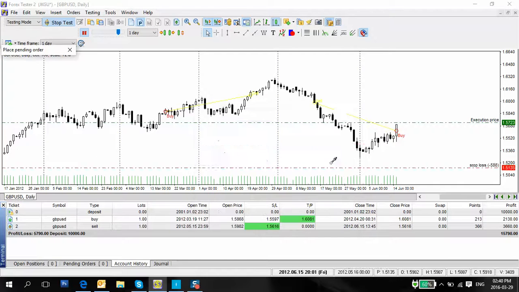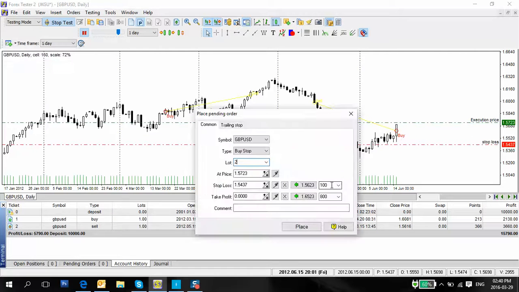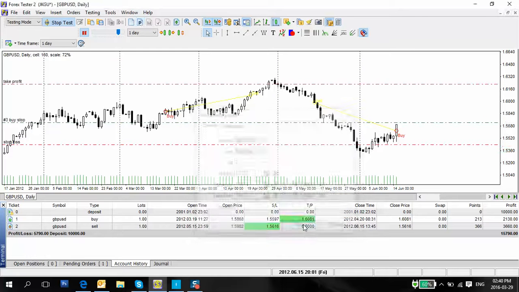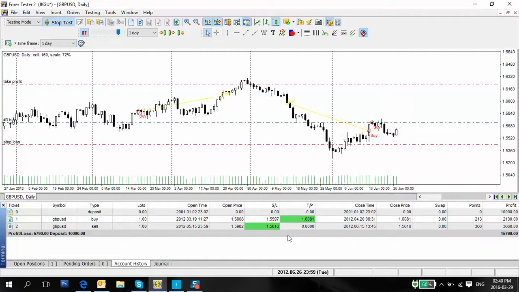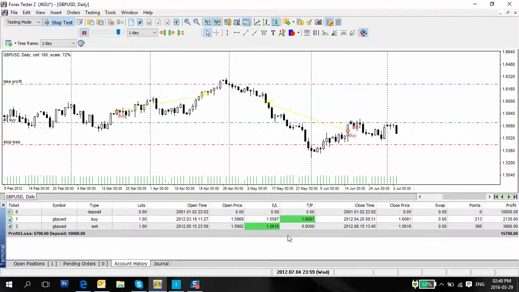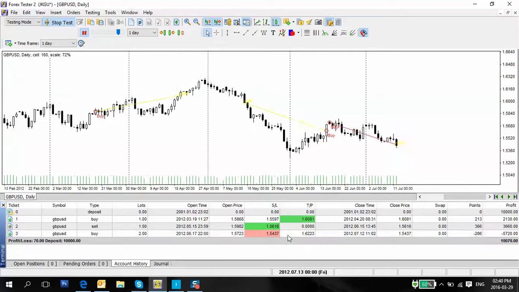Again, I'm not actually measuring risk. If you were testing this properly and it wasn't a demo, you would want to measure risk. So we've got a 286 pip stop. Let's go for a 500 pip target, so slightly less than 2 to 1. Let's see, right, we're triggered. We're in. What's going to happen? Okay, quite a drawdown. I think we're going to get stopped. Yep, there we go. So you can see what we're doing here is recording the history of these trades.